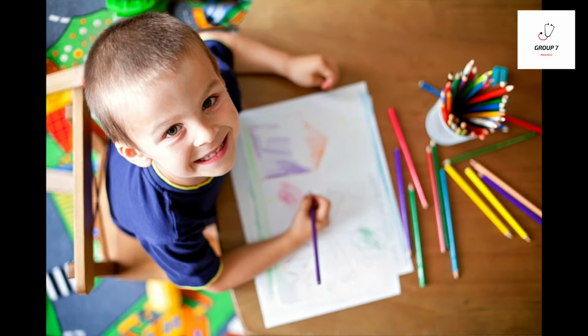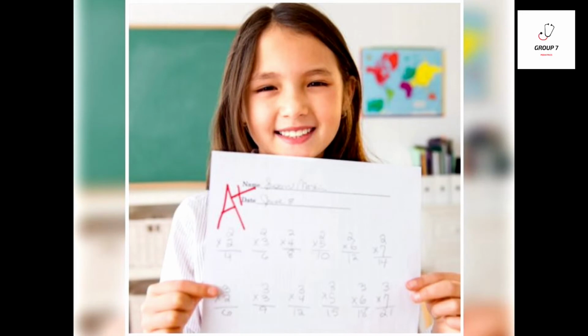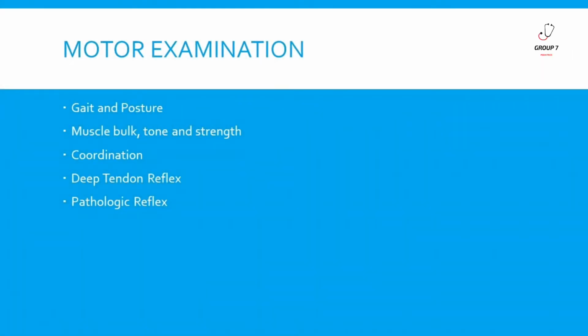Among school-aged children, the best test for development is their school performance. We can obtain school records or psychological testing results. Motor examination should include gait and posture, muscle bulk, tone and strength, coordination, deep tendon reflexes, and pathological reflexes. Initial appraisal for the motor system begins as we take the history. Here, we could check the patient's posture, general activity level, tremors, and any involuntary movements.